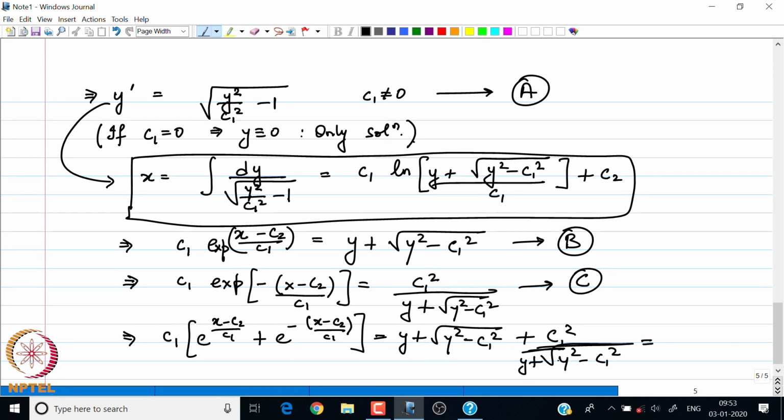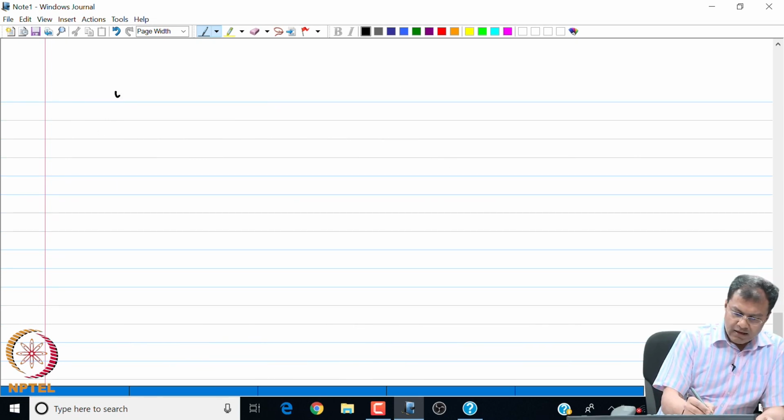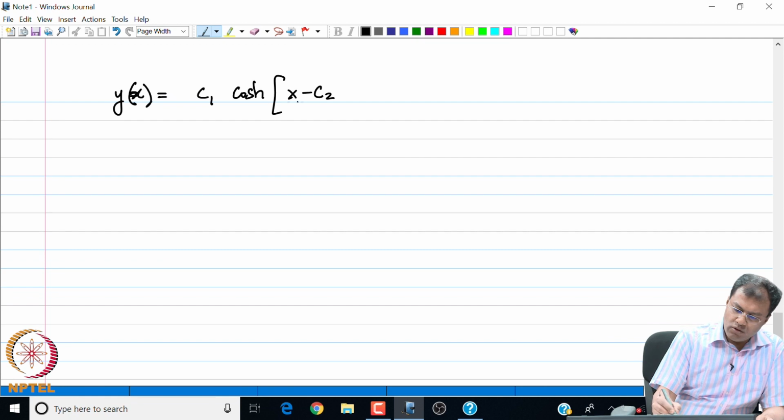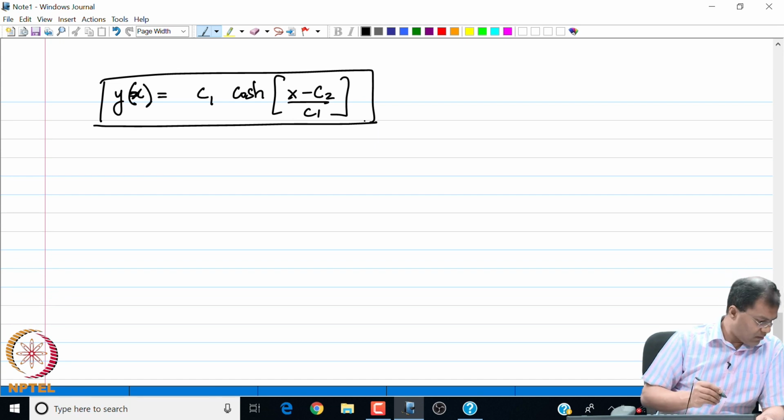After simplification by taking the common denominator, this is equal to 2y, and the quantity on the left hand side is nothing but 2C1 times cos hyperbolic of (x minus C2) by C1. So, finally, we get the solution as follows. We see that my extremal satisfies this particular equation: y of x is C1 cos hyperbolic of (x minus C2) divided by C1. So, this is a much more convenient form of expressing the extremal in this particular case.